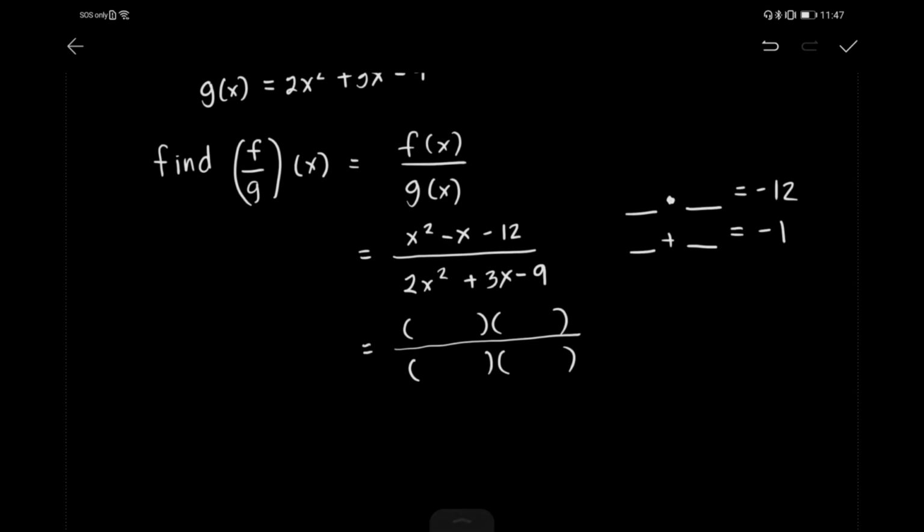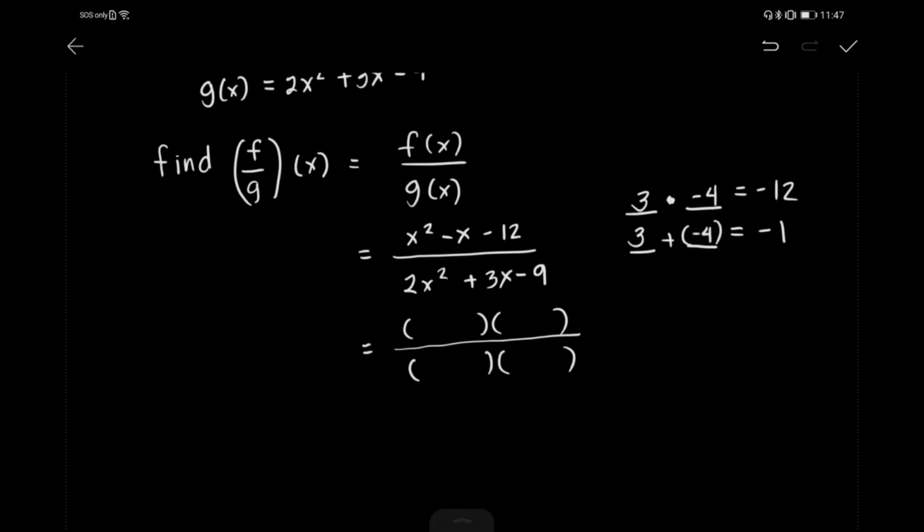What do you think are the two numbers that will satisfy these conditions? The two numbers are positive 3 and negative 4, because we know the product of these is negative 12, and if we get the sum of these two numbers, the result is equal to negative 1.